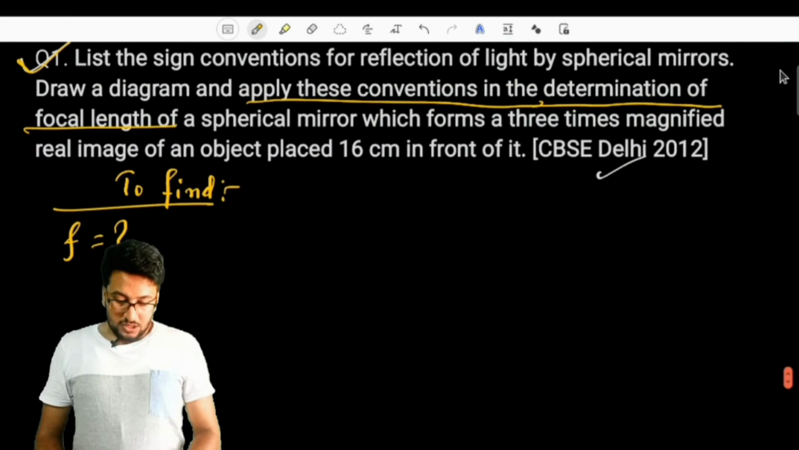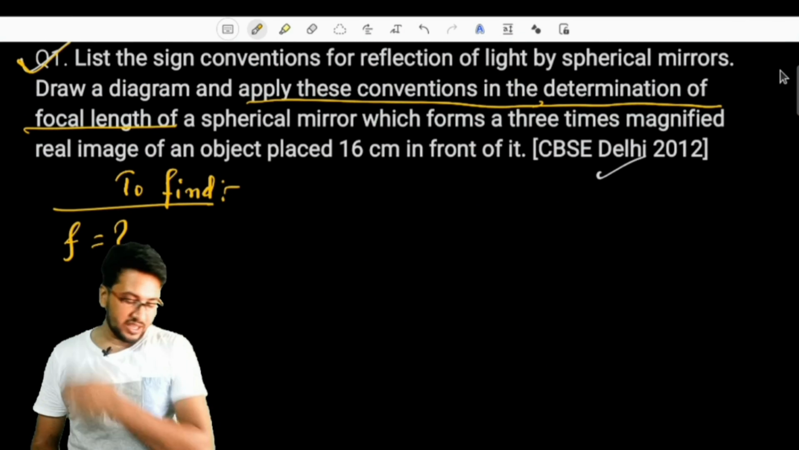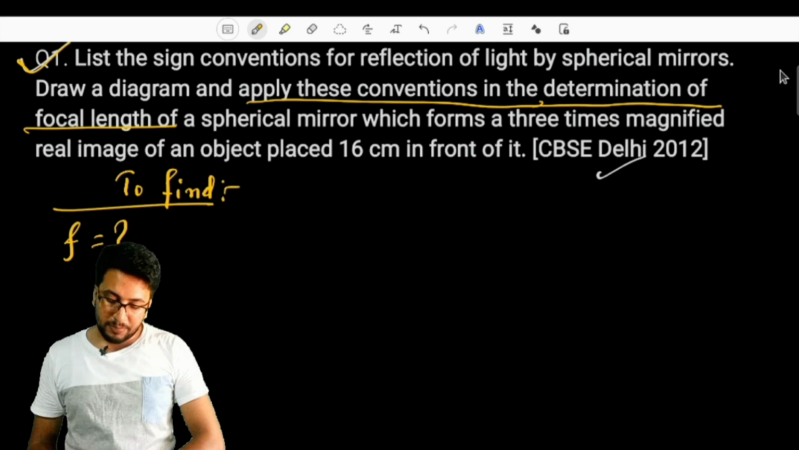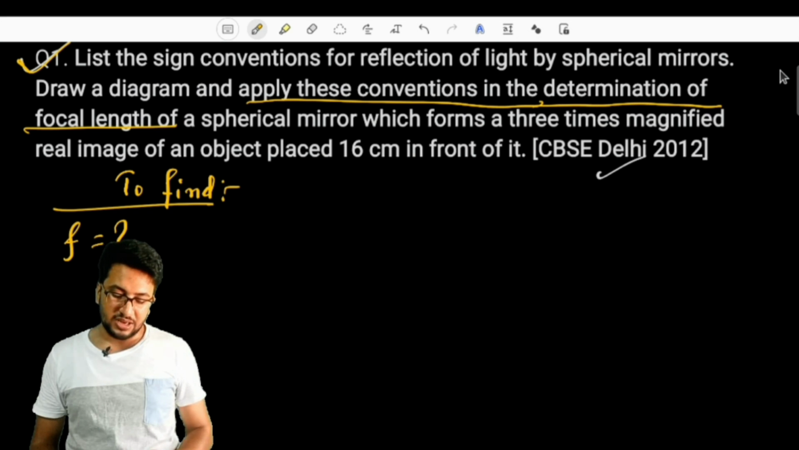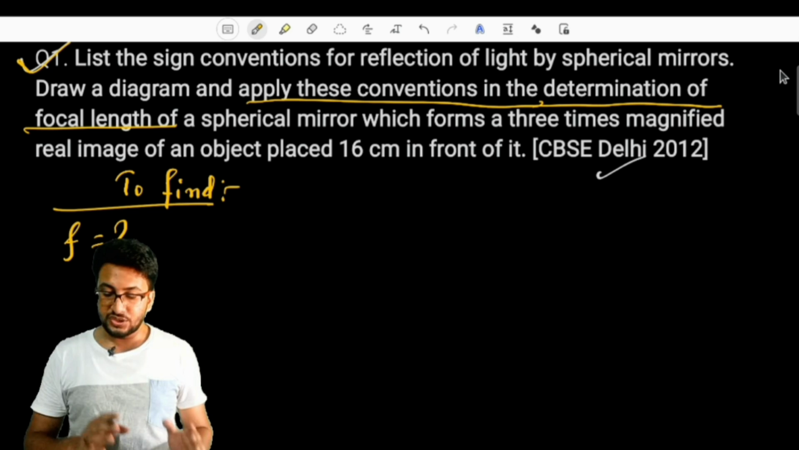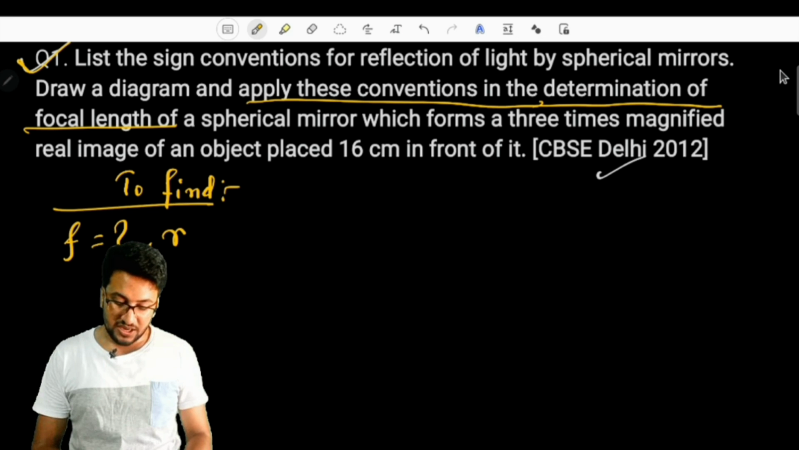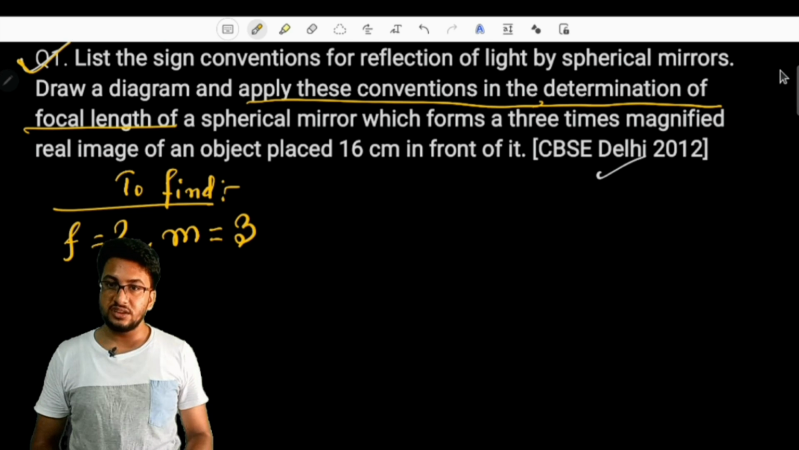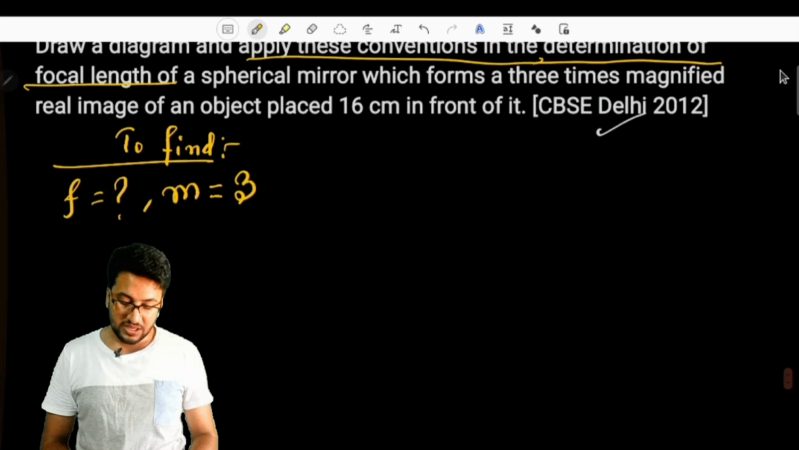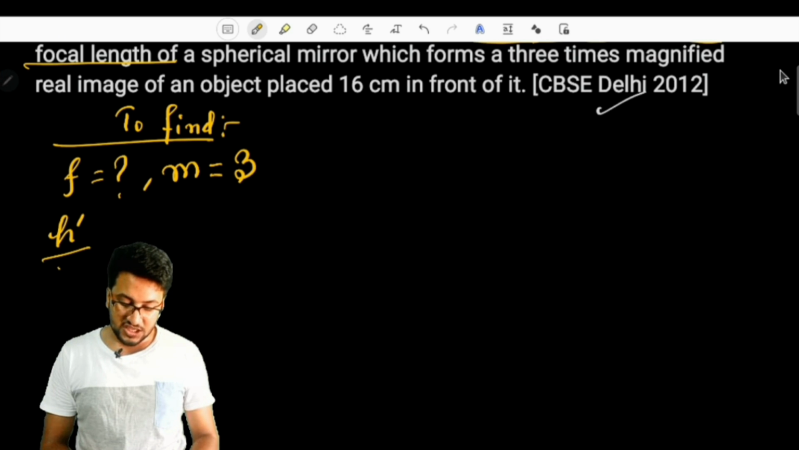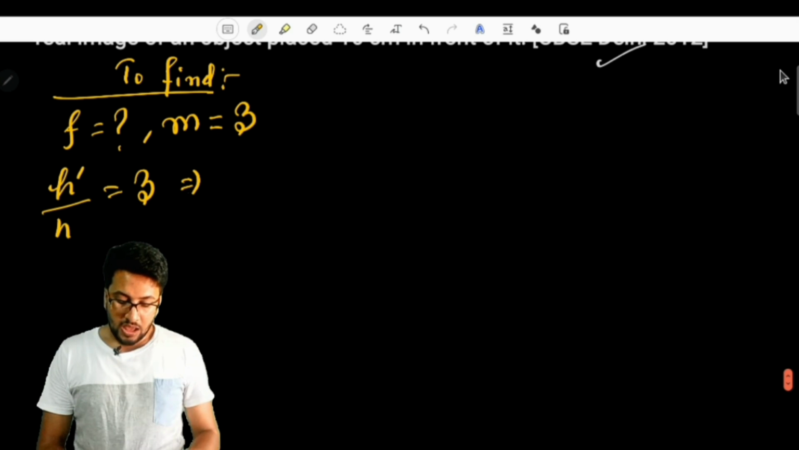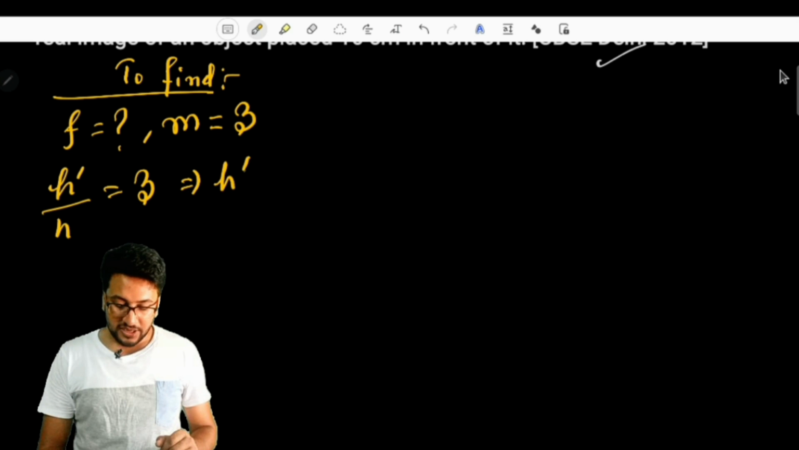Okay. So here, coming back to the question, it is said: apply these conventions in determination of the focal length of a spherical mirror, which forms a 3 times magnified real image. That means magnification is 3. Or from here, what can we obtain? That magnification is equal to h dash by h, which is equal to 3 as per the question. And that's why we can say that h dash is equal to 3 of h.